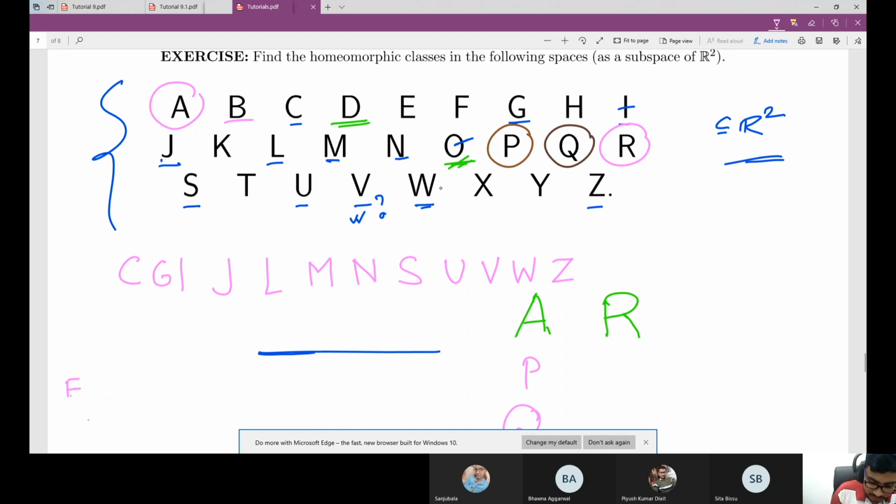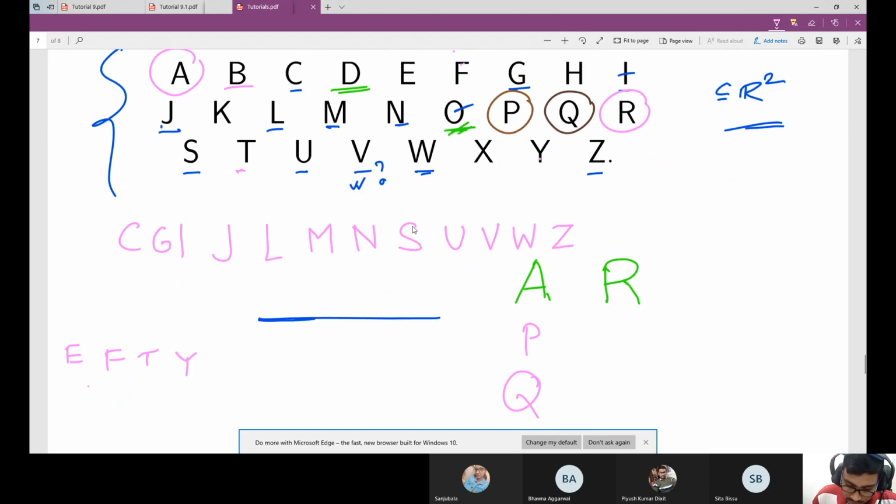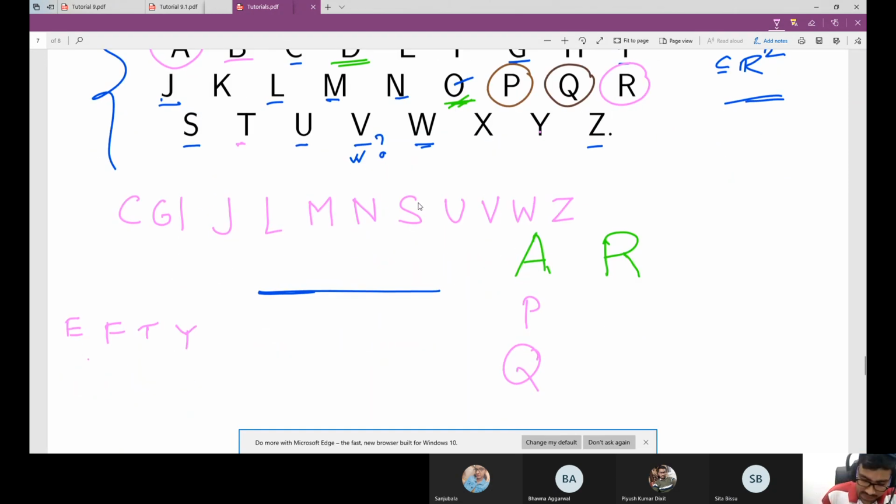So E, F. What about T? T same, right? If you straighten F, you get T. What about Y? Y also, right? Yes, Y also. Okay, is there anything left? X.